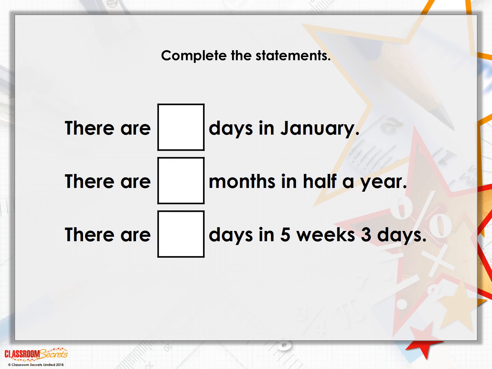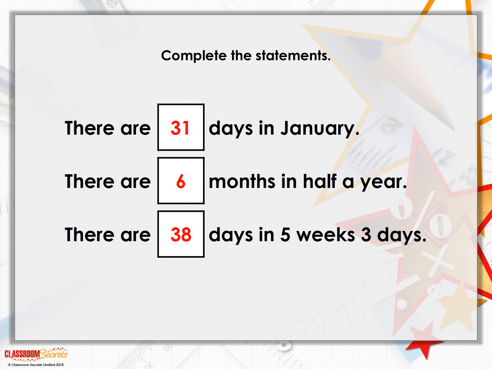Right then, here are some statements. So you need to, again, just in your book, you can just write the answer. There are how many days in January? Thinking of the song. There are how many months in half of a year? So think about how many months there are in total. How many would there be if we were talking about half of a year? There are how many days in 5 weeks and 3 days? Pause the video here and have a go.